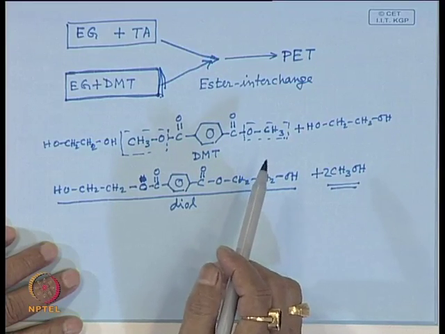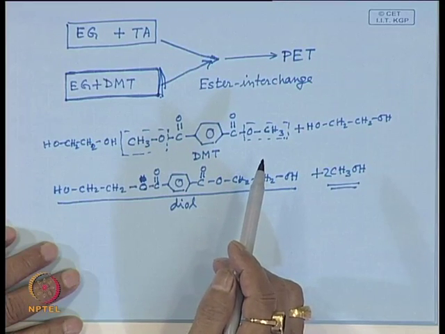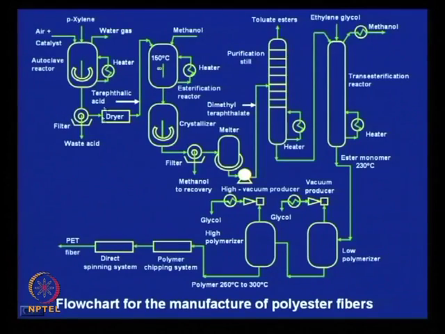But in some industrial installations, if you go, you will find a huge number of units combined, connected to each other, one after the other. Now, this flow diagram is a simplified flow diagram. A real industrial installation for PET manufacture may be more complex or complicated than this simplified flow diagram.